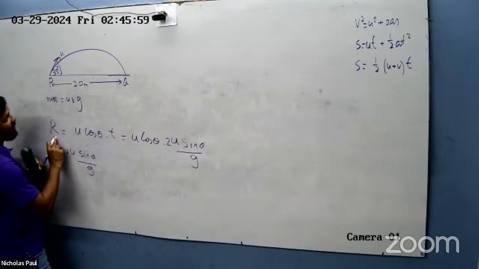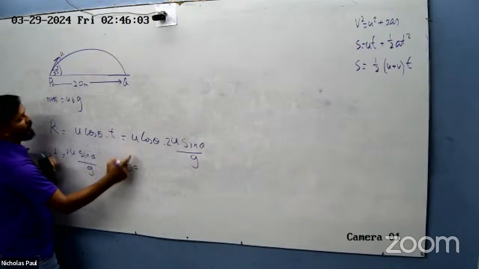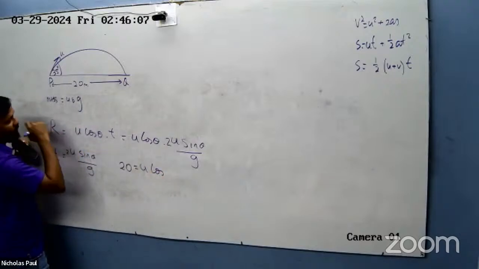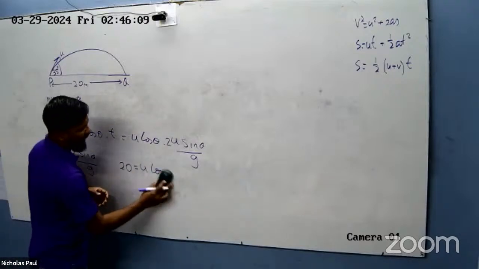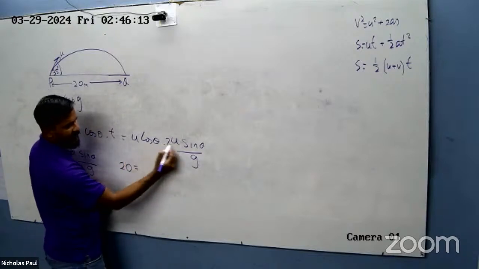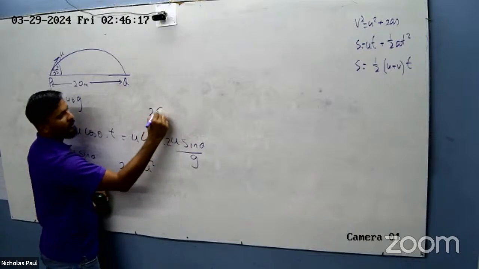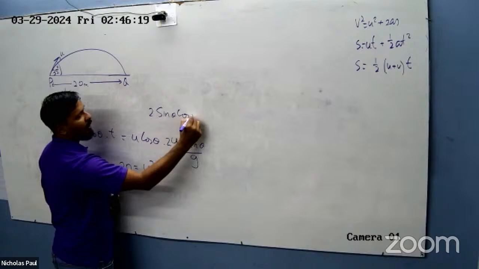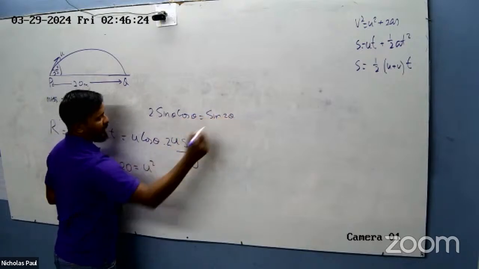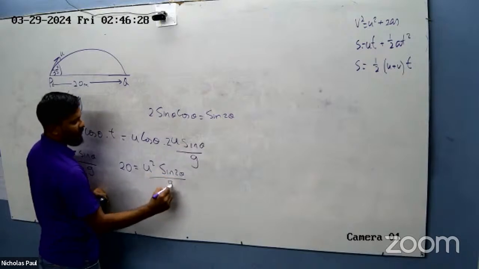So you have R is what? R is 20. u is u. Cos theta is... let's use the identity to make it easy. I mean, there are no trick problems. 2 sine theta cos theta, u by u squared. 2 sine theta cos theta is sine 2 theta. So it's u squared sine 2 theta all over g.